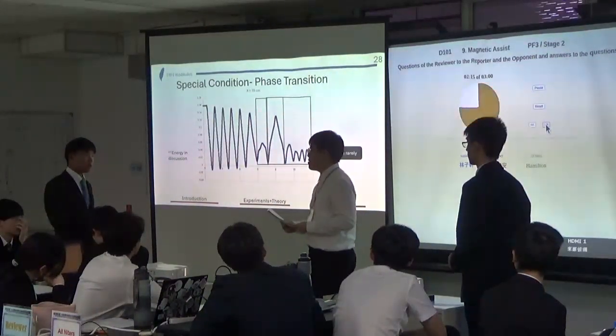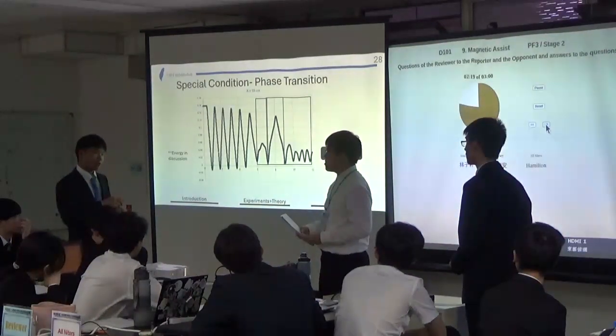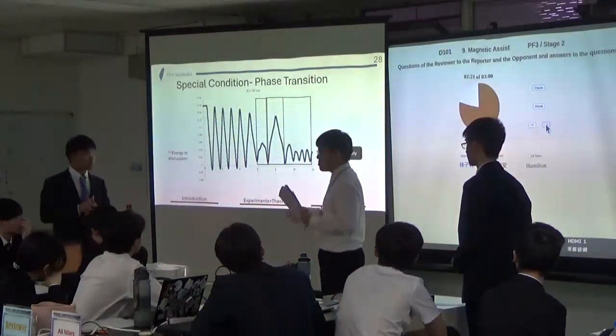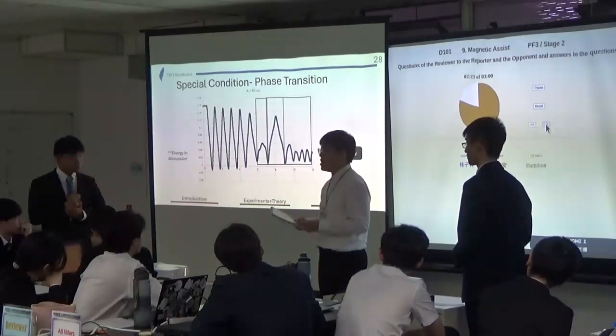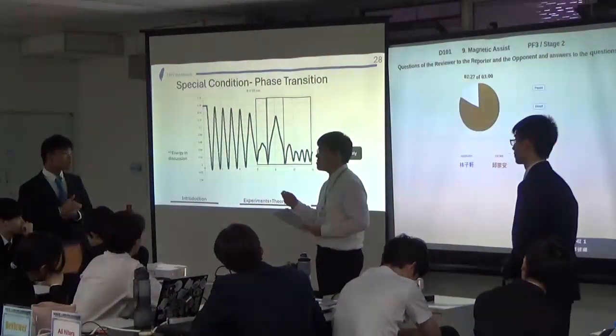Okay, but I think that is kind of not in the scope. I think we move on to the next question. What other possible sources of energy loss do you think can occur to the pendulum during its oscillation?